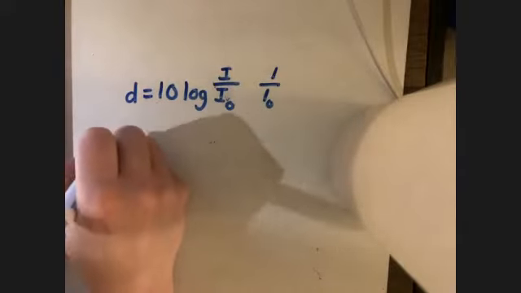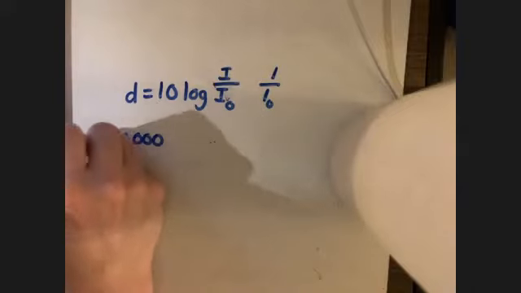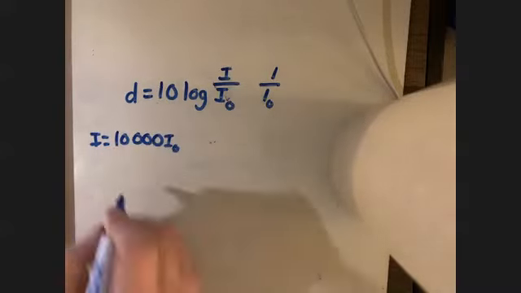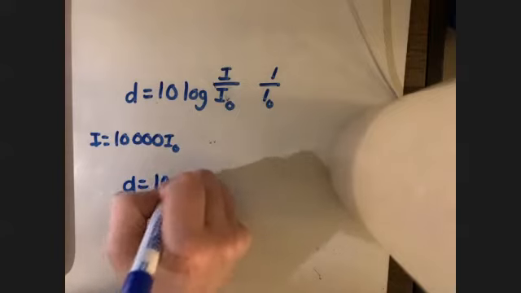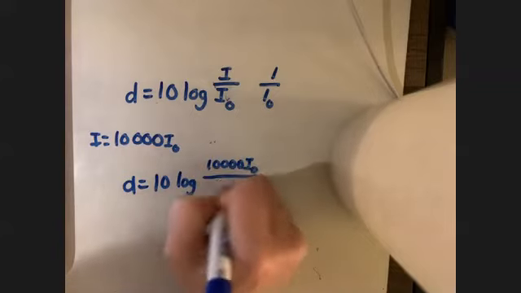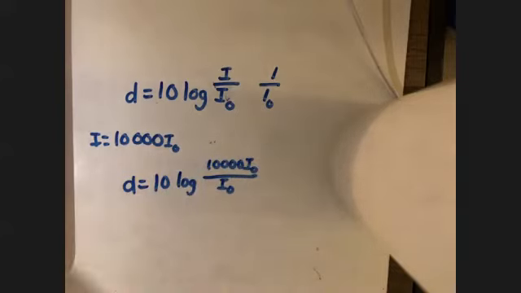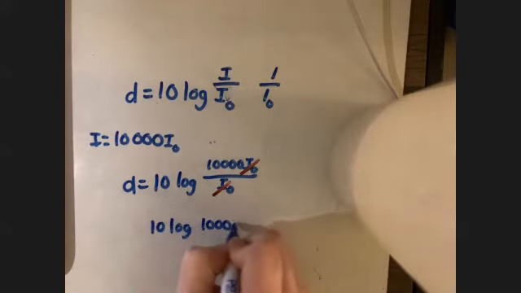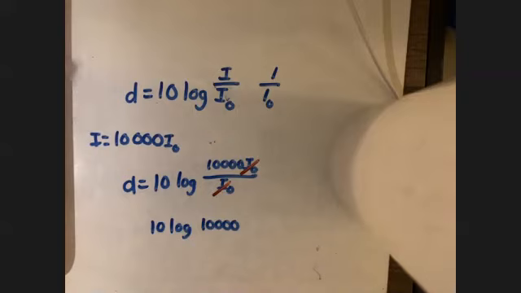Now, they ask us to figure out if the intensity is 10,000 I naught, what is that going to look like? So if we run that in, now what's going to happen here, first off, the I naughts are going to cancel off, these are going to disappear. So now I've got 10 log 10,000. So plugging that in on our calculator, we get that our decibels is 40.